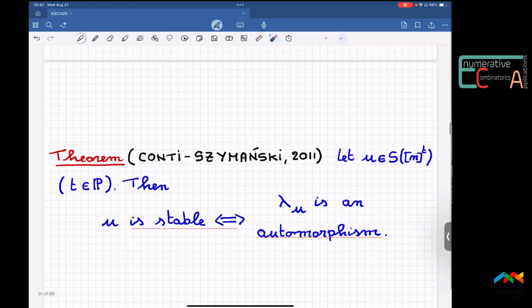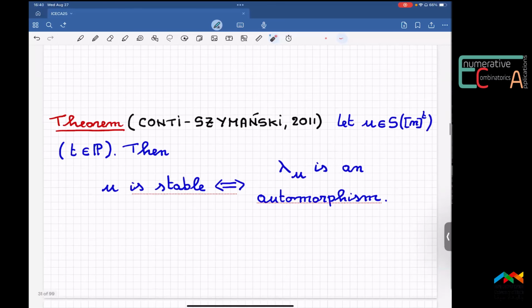So why stable permutations? Well, in 2011, Conti and Szymański, in Transactions of the AMS, proved this theorem: you take a permutation of n to the t, then u is stable if and only if lambda u is an automorphism. So the problem now is to understand which permutations are stable.